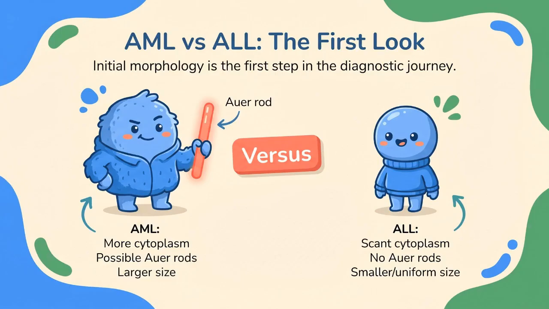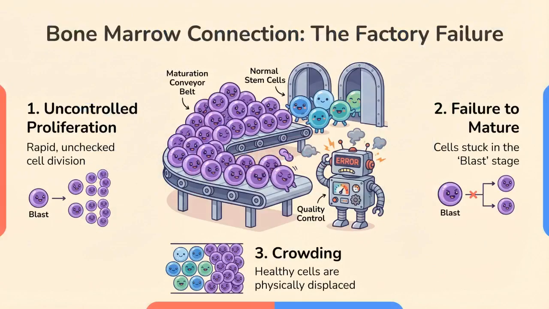But what does all this mean for the bone marrow itself? So, with this understanding of AML and ALL morphology, let's connect these observations back to the bone marrow, the primary site of the disease. In both AML and ALL, the bone marrow is experiencing a profound disruption. Firstly, there's uncontrolled proliferation of immature blast cells. These malignant precursors multiply rapidly and relentlessly without any normal regulatory checks.